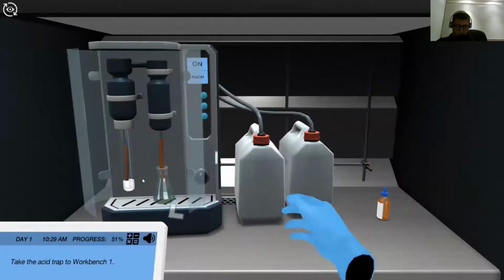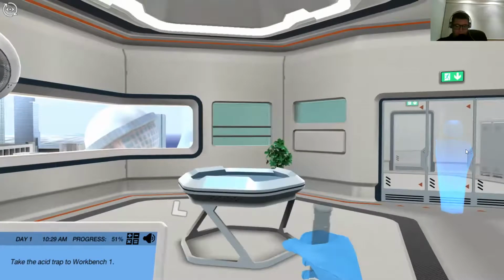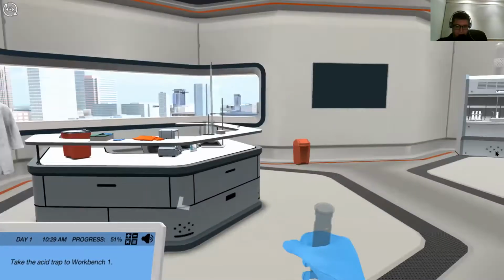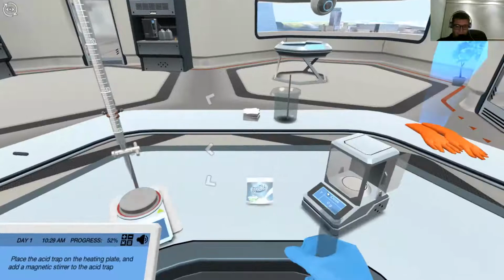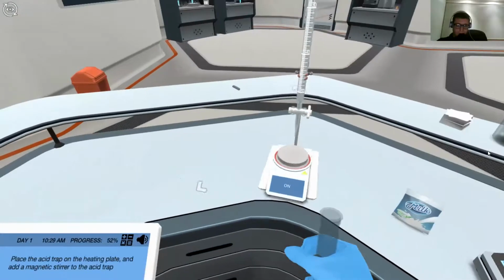Click on the lab pad for more information. Place the acid trap on the heating plate, and add a magnetic stirrer to the acid trap.